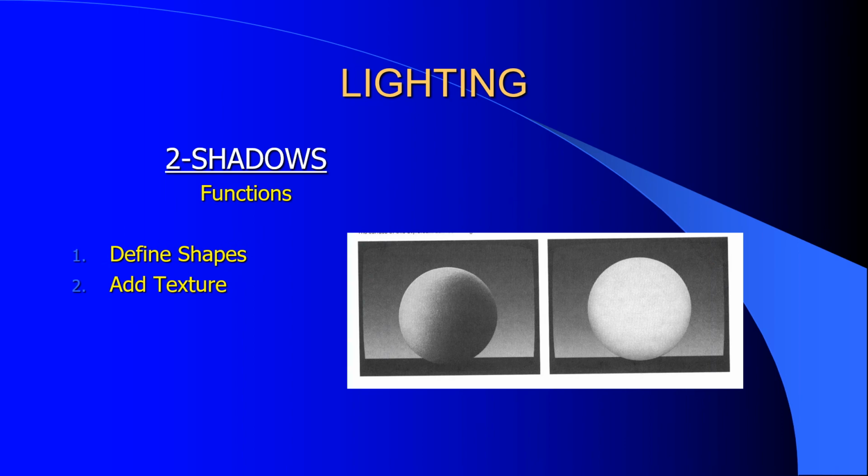Shadows also add texture. If this was a bigger or a better image, you would see that the surface of the sphere looks very smooth, where there is lots of light, where there are no shadows. On the other hand, when you add shadows, it suggests that the texture of the sphere is a little more rough, has some grit to it.